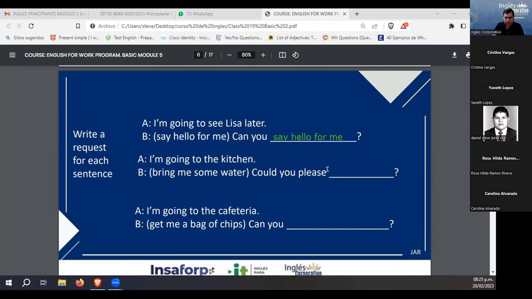La otra sería, could you please bring me some water? I'm going to the kitchen. I'm going to the cafeteria. Can you get me a bag of chips?